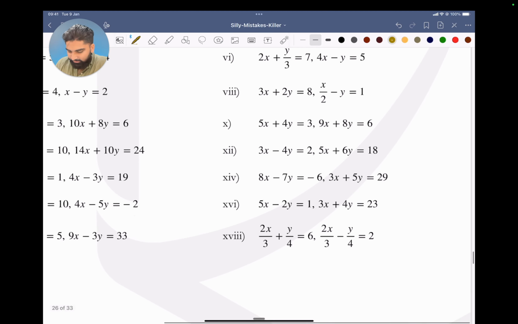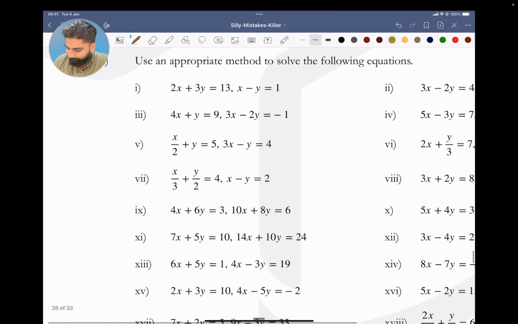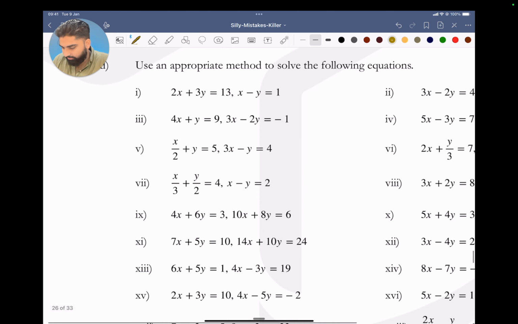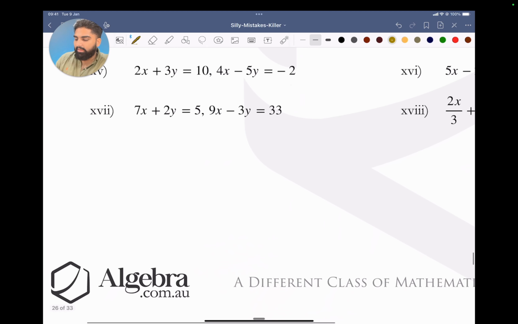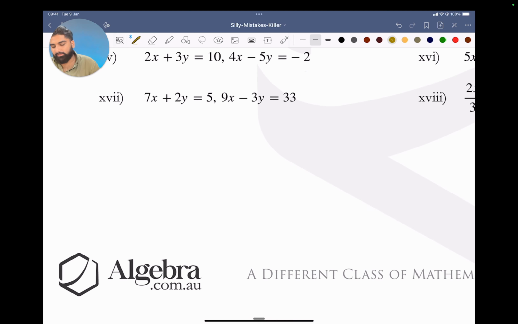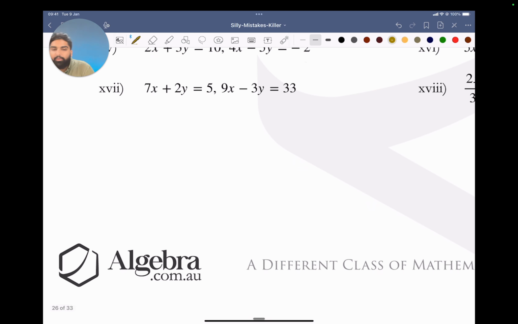Let's do something like this one here. This one has a couple of layers to it. I like this one, so I'm going to write this down as A. So equation A is 7x plus 2y is equal to 5.